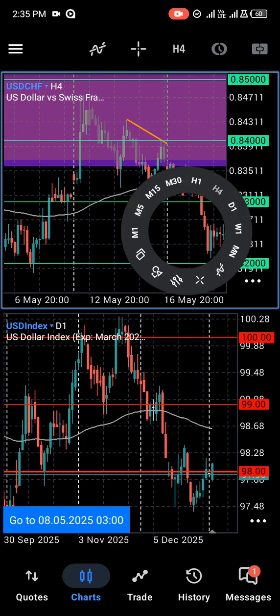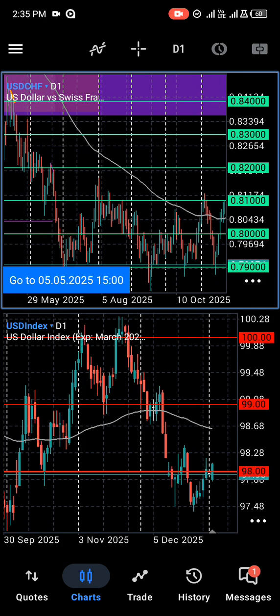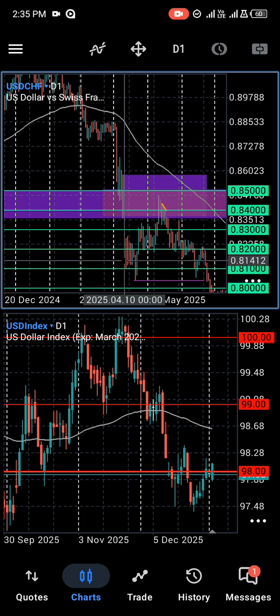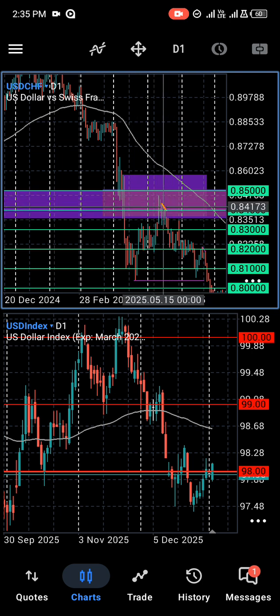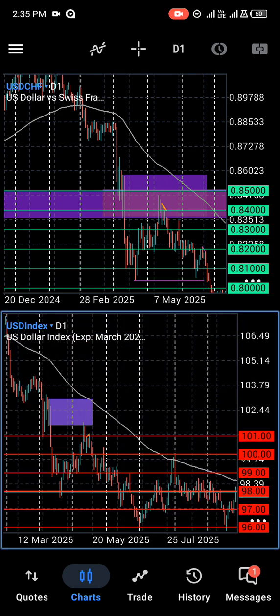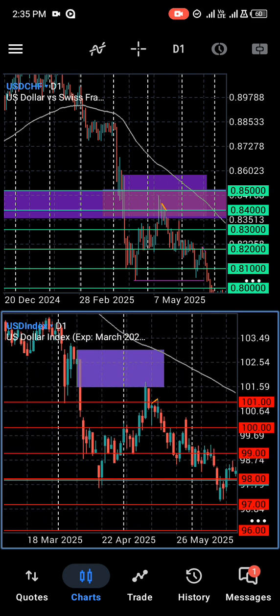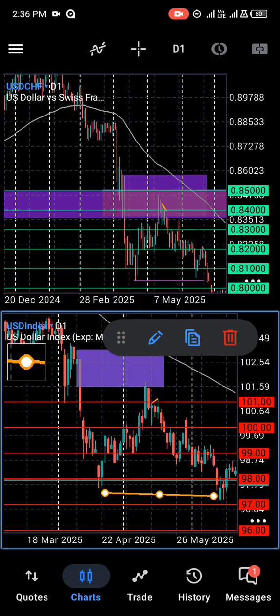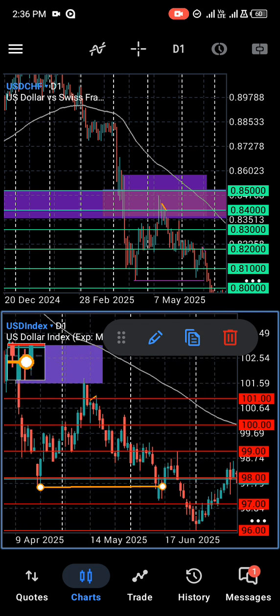So let's go to the daily. I'll show you another setup. You can see here that as the market came from what is now the so-called resistance, after being broken from the previous support, we went down to break structure to the downside here, and also the DXY did the same thing. We broke structure to the downside.